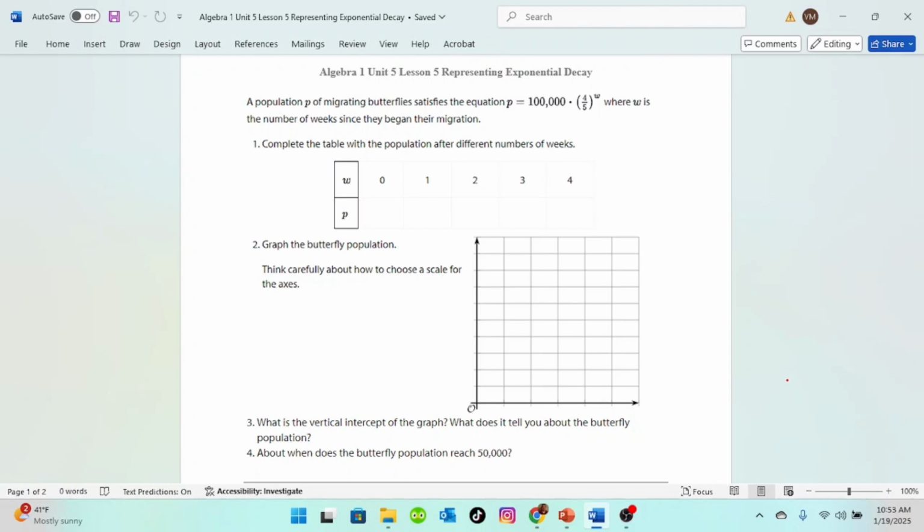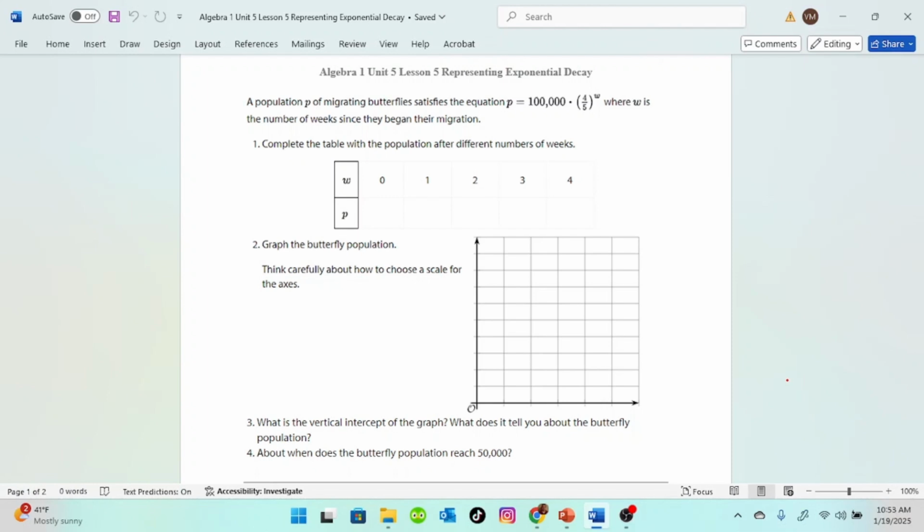A population P of migrating butterflies satisfies the equation P equals 100,000 times 4/5 to the power of W, where W is the number of weeks since they began their migration. Number 1 wants us to complete the table with the population after different numbers of weeks.